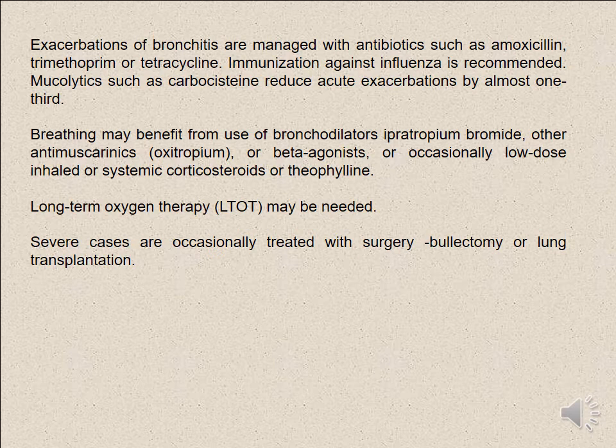Breathing may benefit from the use of a bronchodilator, such as ipratropium bromide, other antimuscarinics like oxitropium, or beta agonists, or occasionally low-dose inhaled or systemic corticosteroid or theophylline. Long-term oxygen therapy may be needed, mainly in emphysema. Severe cases are occasionally treated with surgery, bullectomy, or lung transplantation, though these are rarely used nowadays.